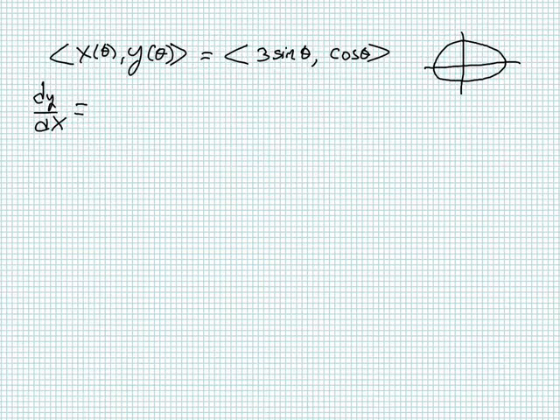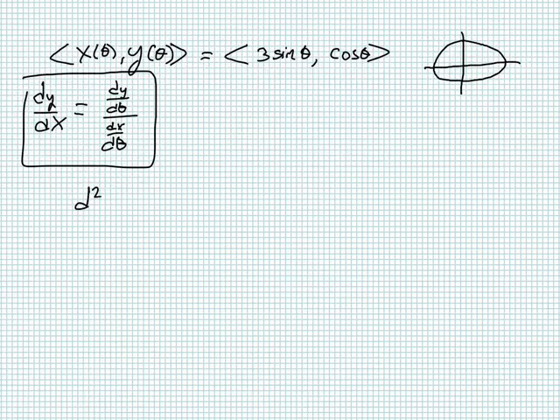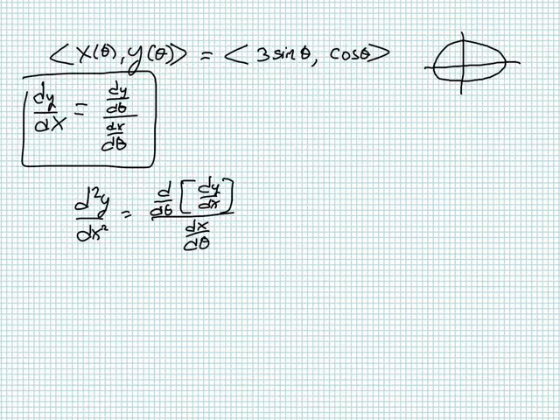So you want to find the derivative. Then you use the same rule. So dy/dx would be dy/d theta over dx/d theta. And then the second derivative would be equal to d/d theta of dy/dx, over dx/d theta. So similar to the last one.